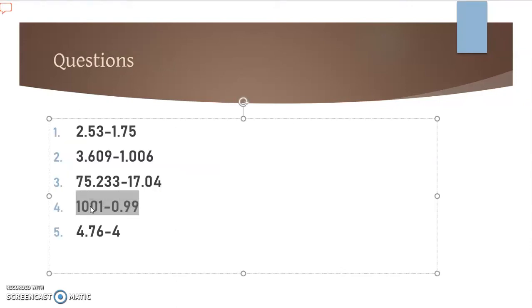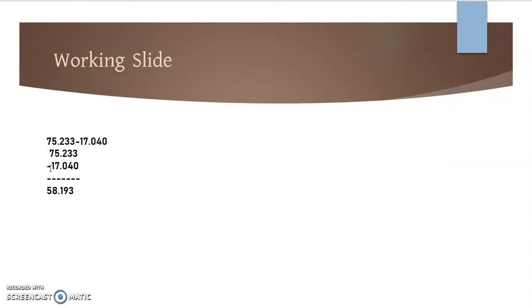Next question is 1001 minus 0.99. Okay, here we'll add a decimal point and 2 zeros to make it 1001 minus 0.99. Just for the sake of making it easy, we'll align the zeros. We'll align the decimal point.